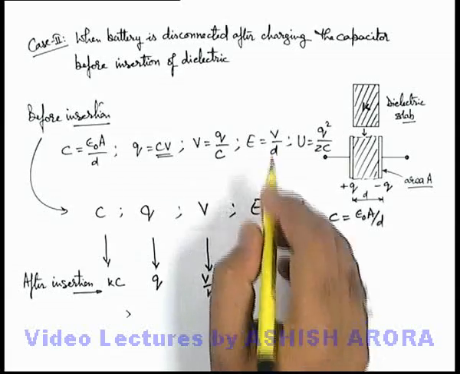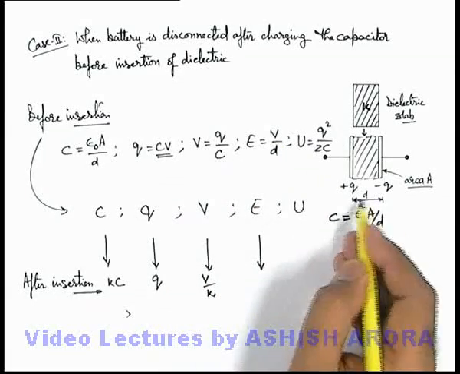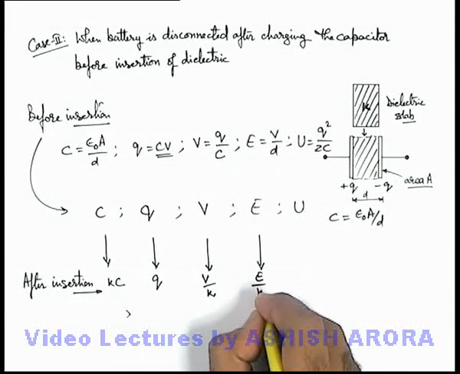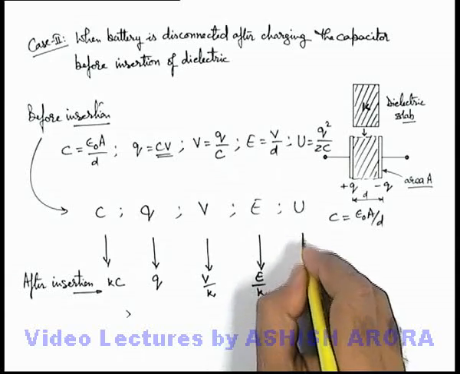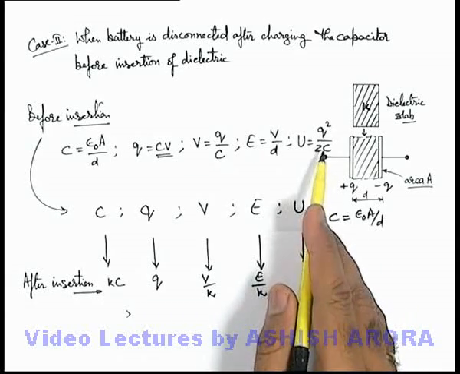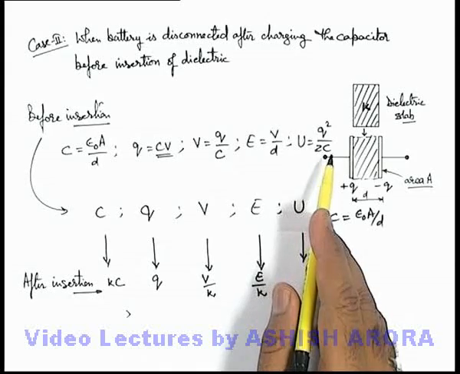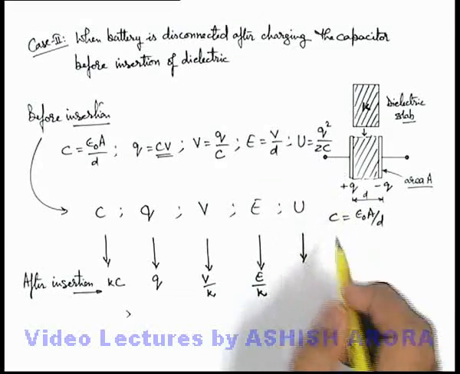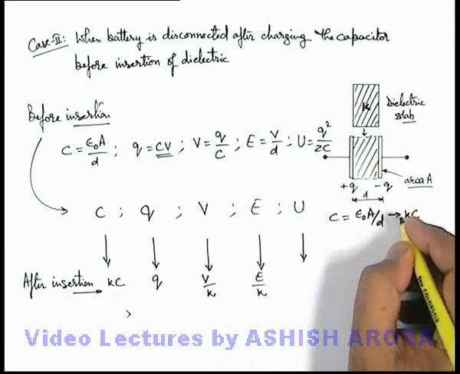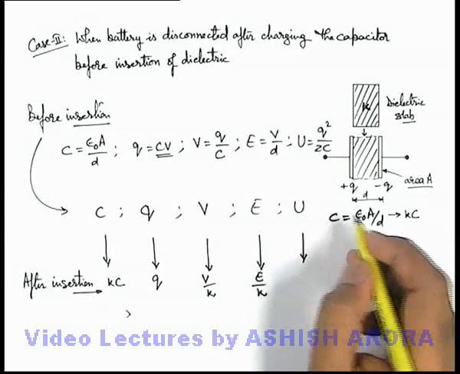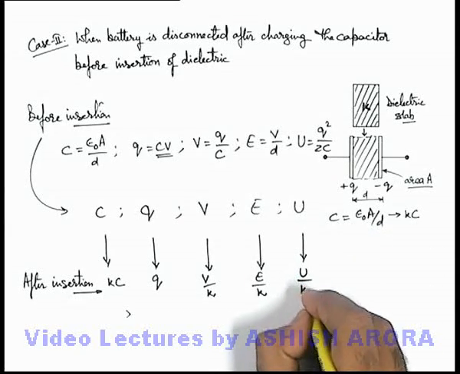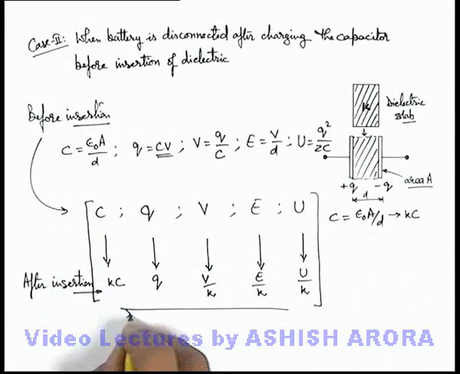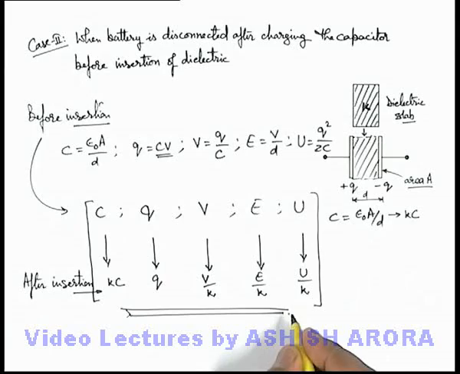And here we can see electric field is V by D. D remains constant, D is not changing. But V changes to V by K, then we can see that electric field will change from E to E by K. If we talk about the energy stored in the capacitor, it is Q square by 2C. In this situation, charge is not changing on insertion of dielectric, but C is changing from C to KC, where K is the dielectric constant of the slab. So this will change from U to U by K. So you must be careful about these variations in the parameters, as all these are quite useful for different kinds of numerical problems.